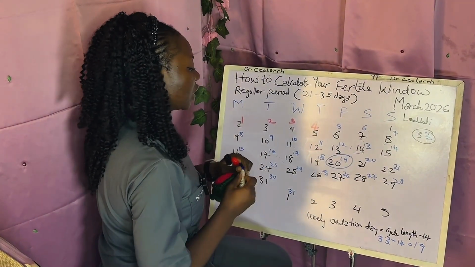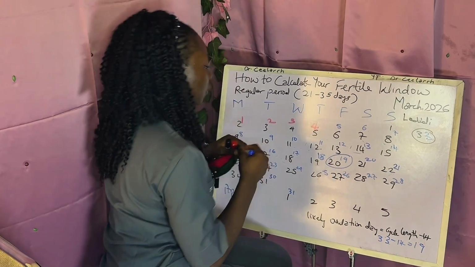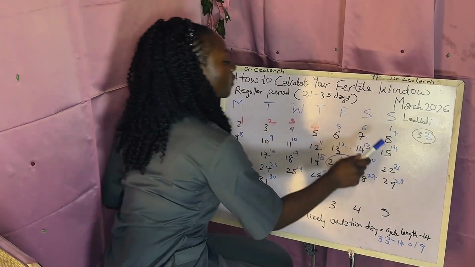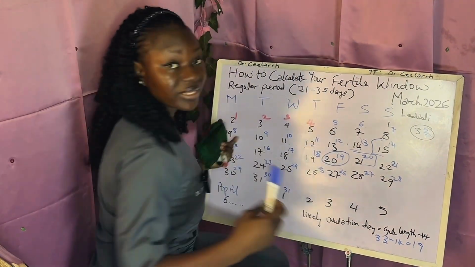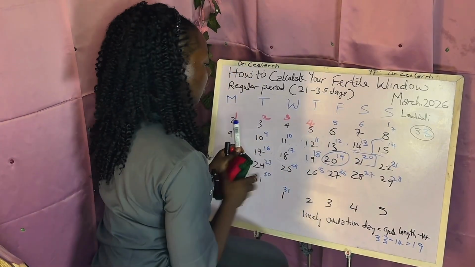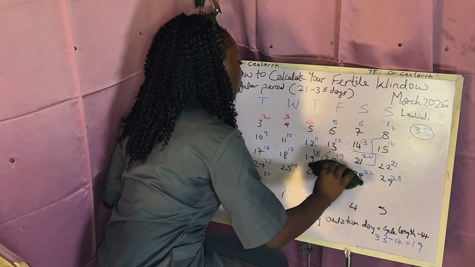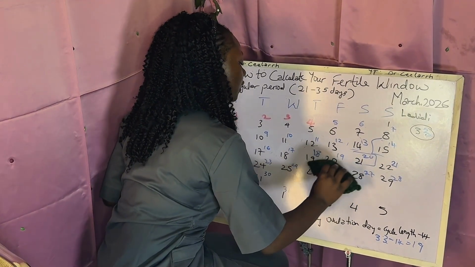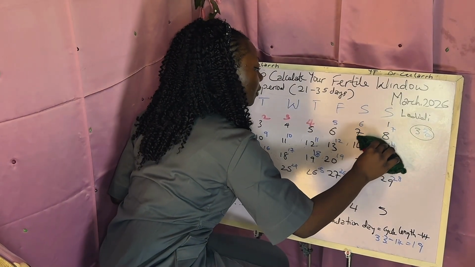But her fertile window now expands because of the likelihood of pregnancy when she has unprotected sexual intercourse around 3 to 5 days before ovulation, which is 1, 2, 3, 4, 5, plus 1 here. So her fertile window is 1, 2, 3, 4, 5, 6, 7. Okay, so what if she now has a cycle length of 34 days? Oh my God, we're almost getting there.